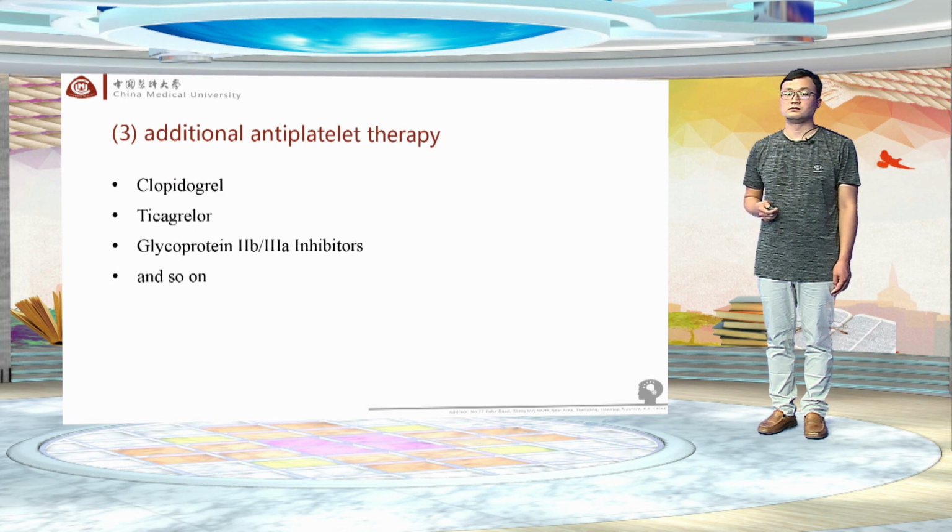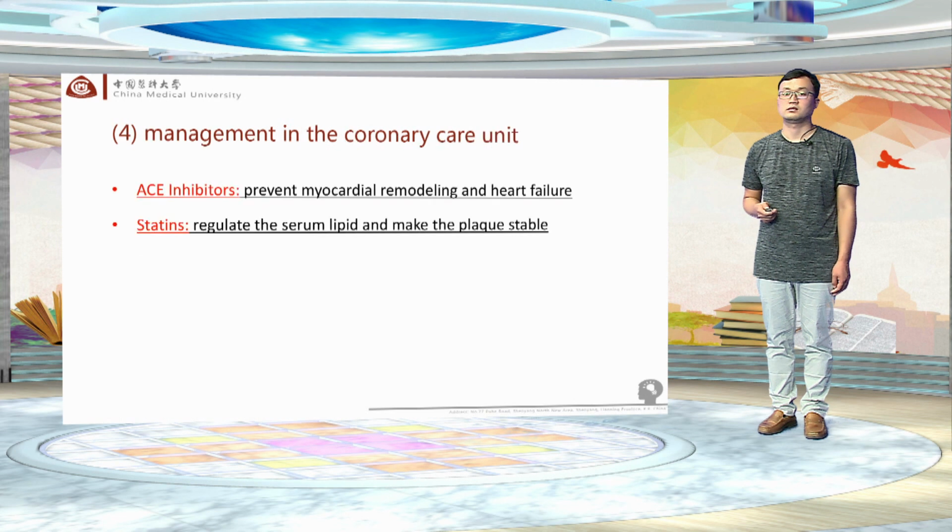The third one, the initial antiplatelet therapy, includes the following drugs. The fourth aspect is management in the coronary care unit, including the following 2 aspects: ACEI, which can prevent myocardial remodeling and heart failure, and statins, which can regulate the serum lipid and make the plaque stable.